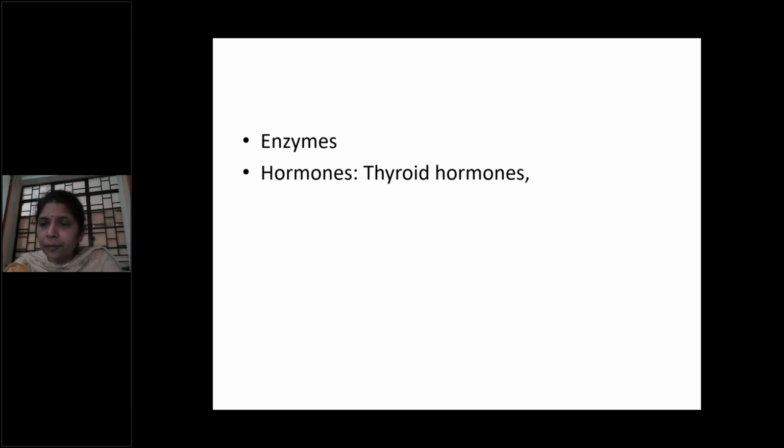We also have various other diseases like hormonal dysfunction, with increased or decreased levels of hormones. So we have thyroid dysfunction, and thyroid function tests are one of the commonly done tests. The thyroid hormones are T3, T4, TSH. These are done to evaluate the thyroid function.